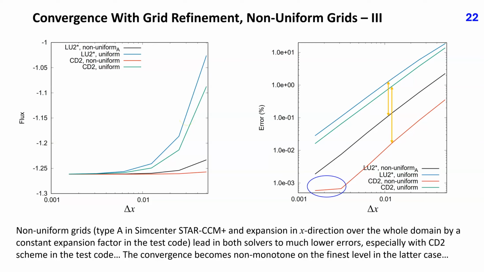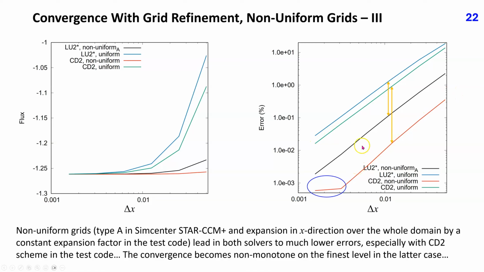In both codes, the results obtained on the non-uniform grid are much more accurate than when uniform grids are used. The linear interpolation for convection terms used in the test code produces slightly more accurate results in both cases than when linear upwind scheme is used in Simcenter STAR-CCM+ code. This figure shows the discretization errors as a function of grid size. Second-order convergence is obtained on both uniform and non-uniform grids.